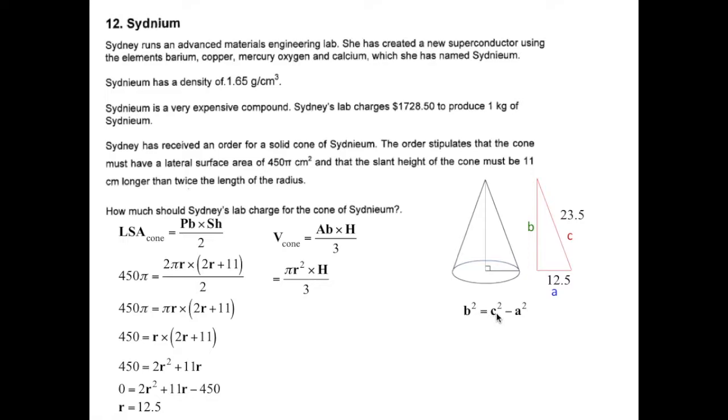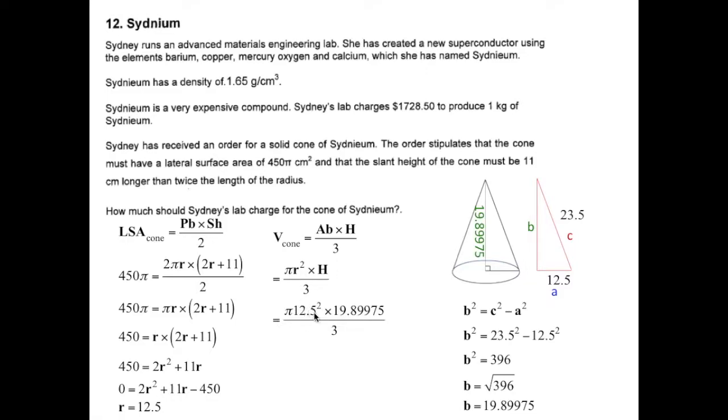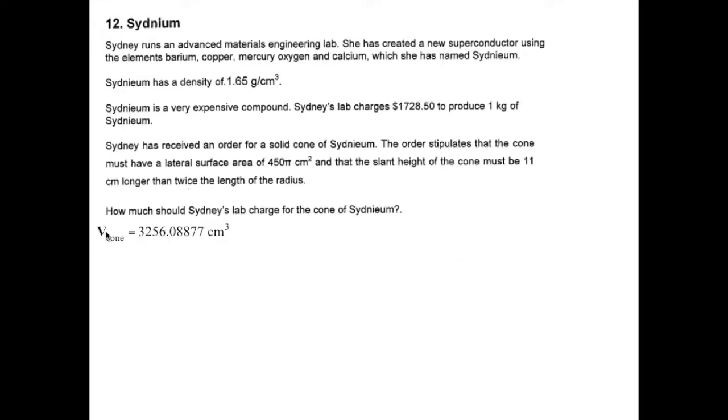So we have B squared is equal to C squared take away A squared, which is 23.5 squared take away 12.5 squared, which gives us 396. So b squared is 396. Take the square root. That gives us b is equal to 19.89975. So that's the height here. Now we can find the volume. So pi times the radius, which is 12.5, all squared, times the height, which is 19.89975, divide by 3, which is 3,256.08877 centimeters cubed. This is the volume.